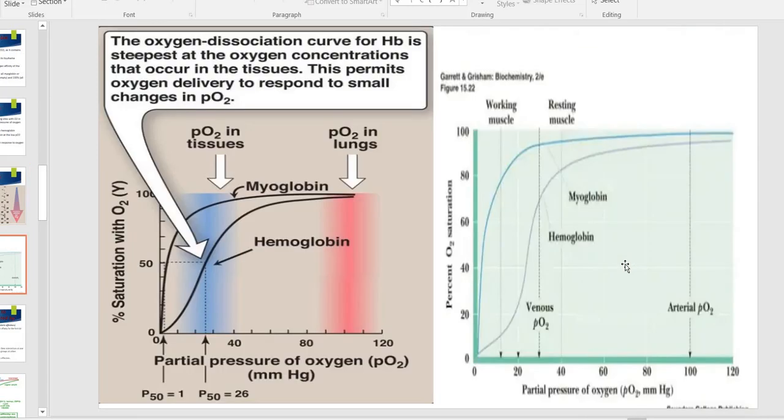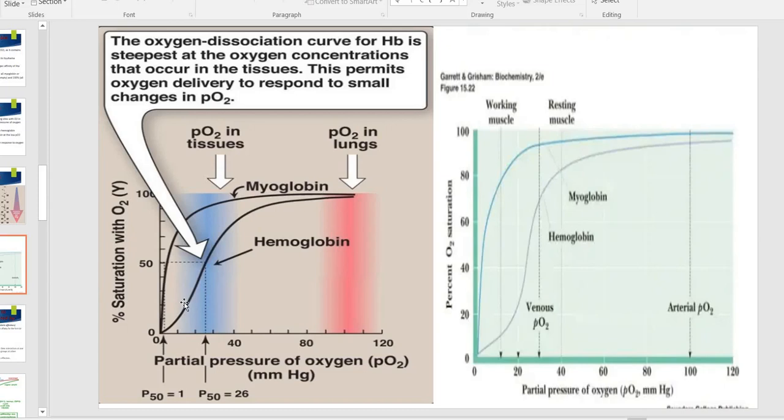This is the oxygen dissociation curve of both myoglobin and hemoglobin. Let's see the difference again. This is hyperbolic. This means that myoglobin has high affinity of oxygen binding at very low pressure of oxygen. This is the curve. Myoglobin has high affinity to bind with oxygen at very low level of oxygen. So it can reserve oxygen in the muscle and can give oxygen when the muscle needs it.